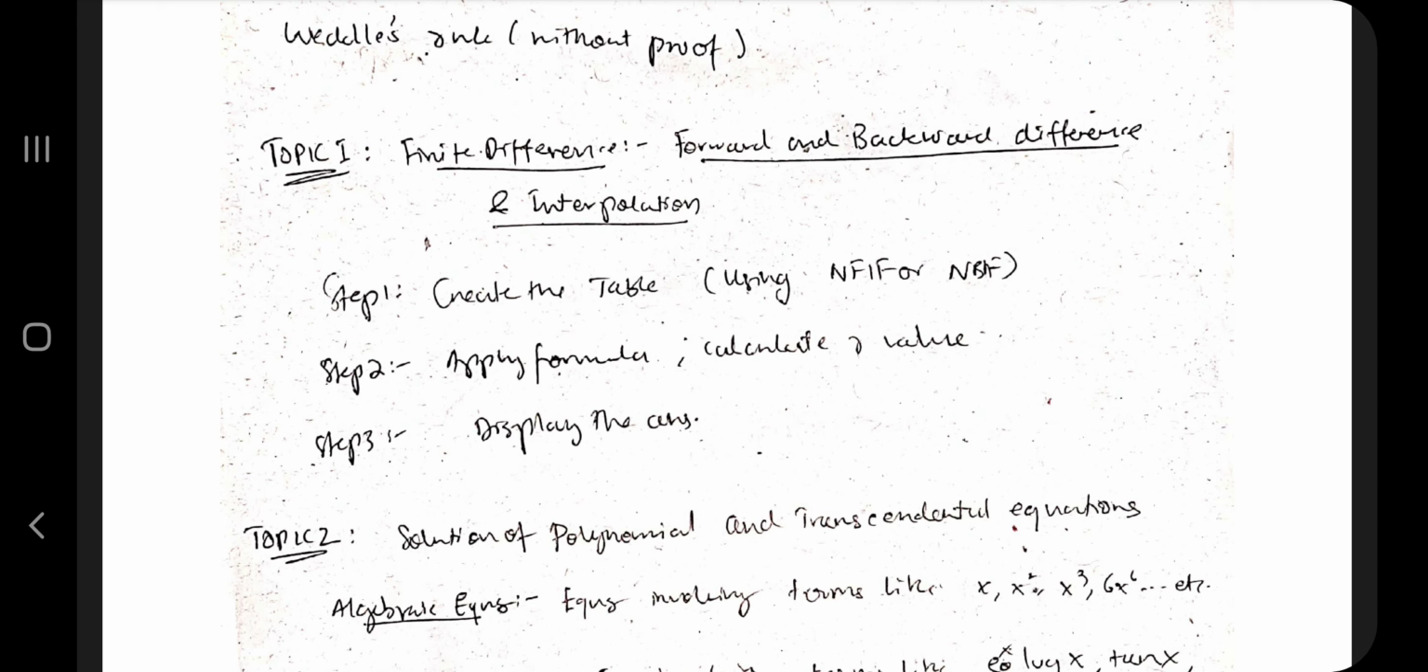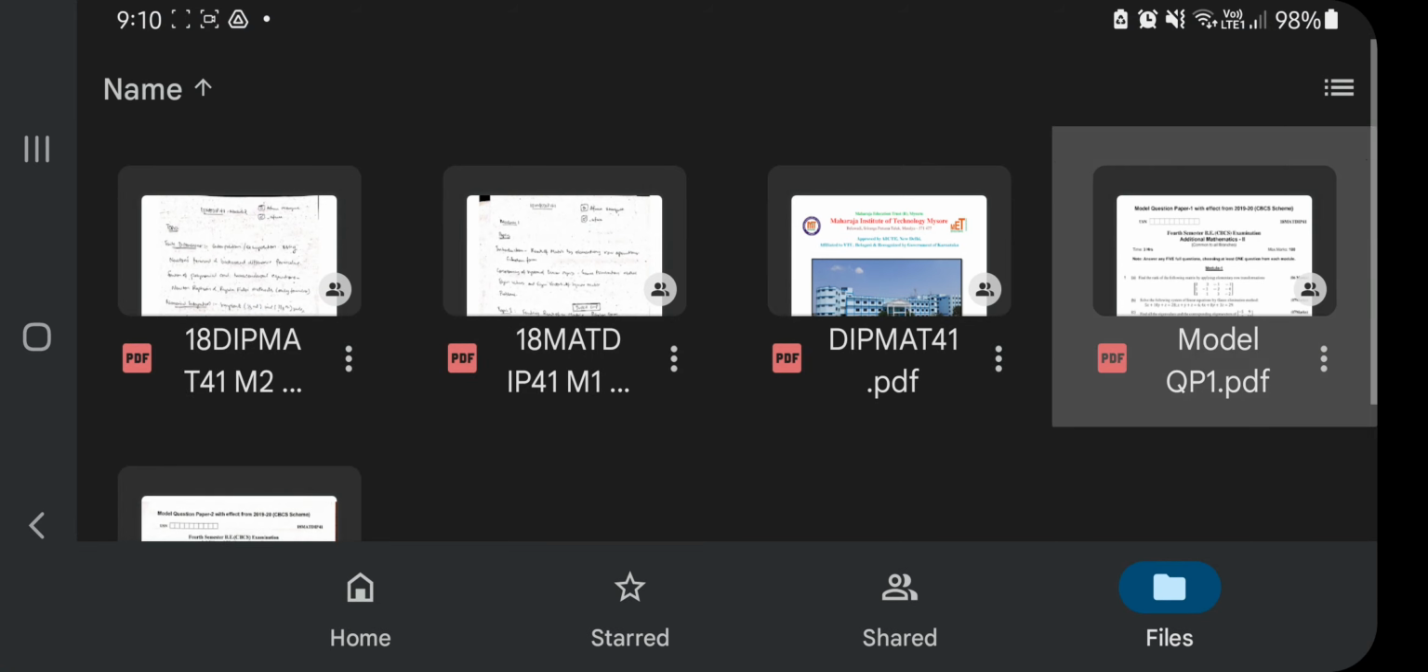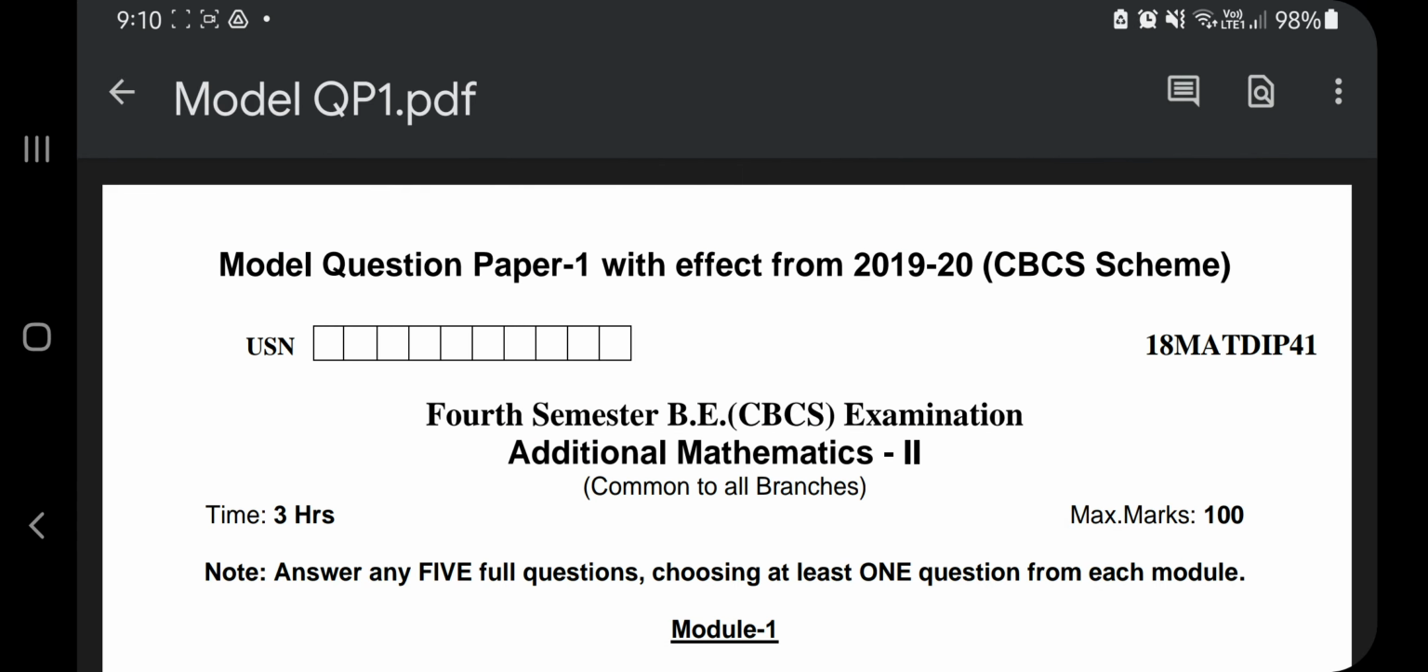Let's get started with the first topic, which is finite differences, forward and backward difference and interpolation. What type of question could you expect? Let's have a look at the question paper. This is the model question paper. Let's go to module 2 and see the types of questions that could be asked.